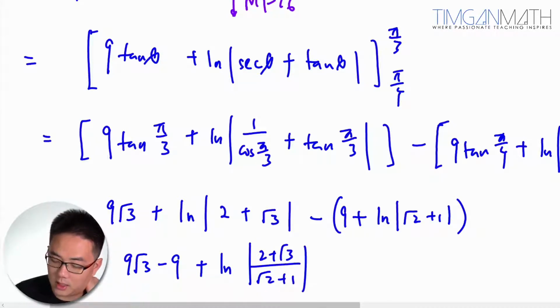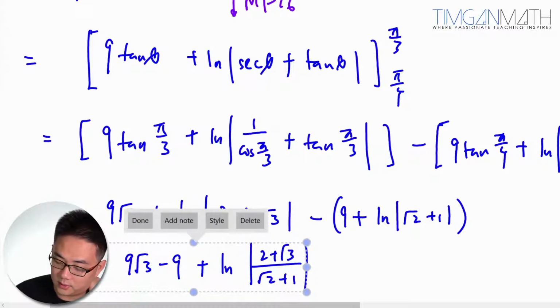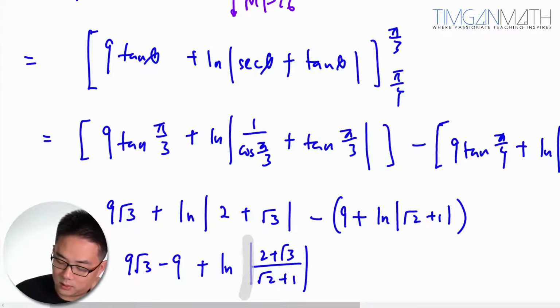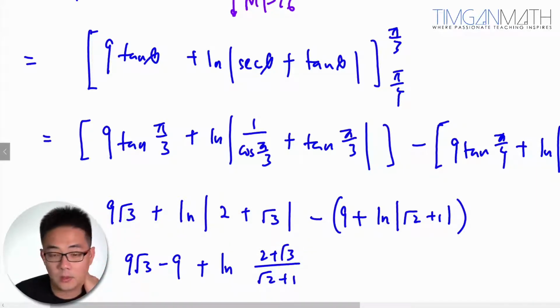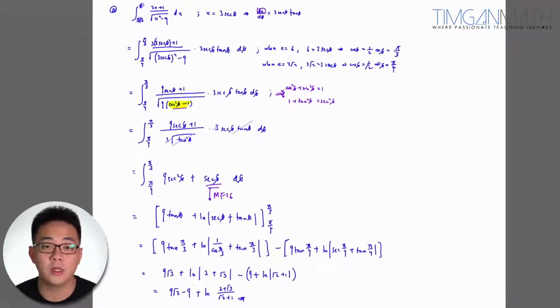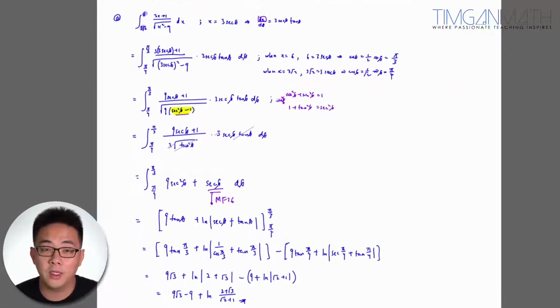Okay, you can ignore the modulus, it's fine, because they are positive anyway. So this is how you do this question here proficiently. All right, any questions or comments, please do let me know.